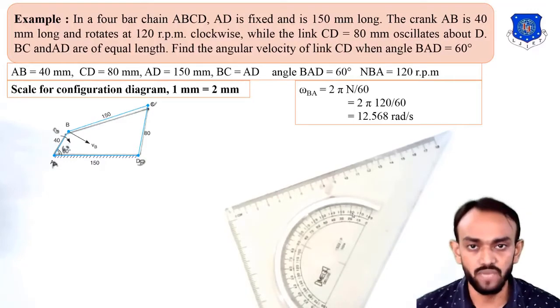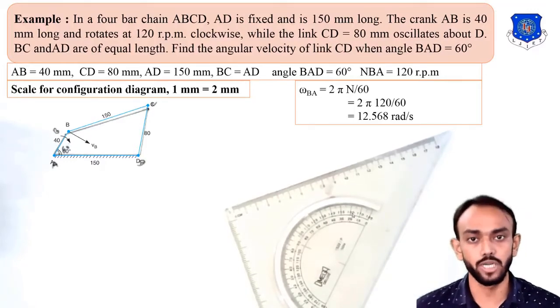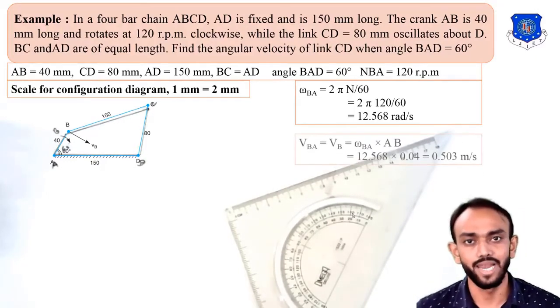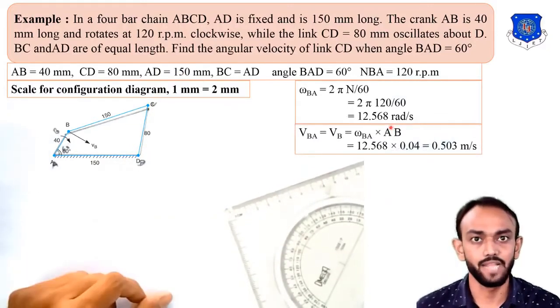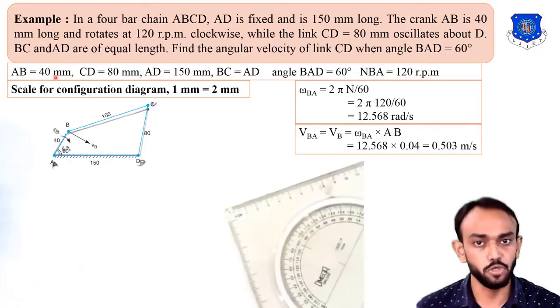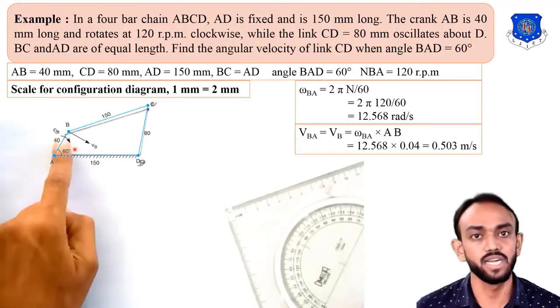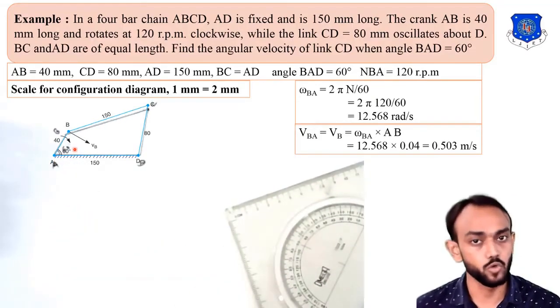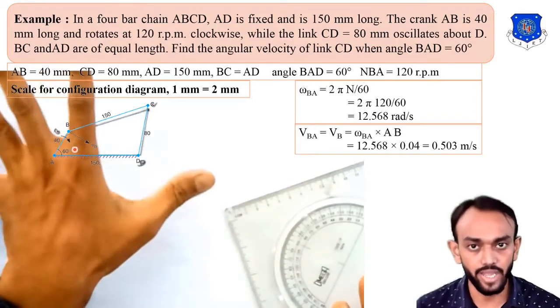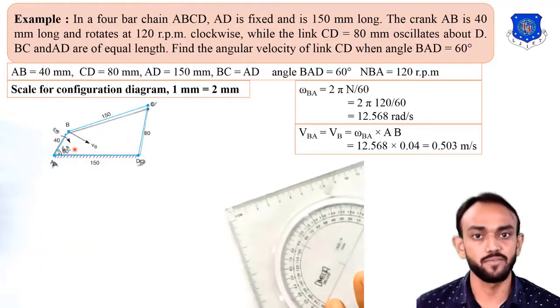The linear velocity of B with respect to A will be the angular velocity omega BA into the length of that AB link. But remember that the length of this AB link is 40 mm in actual dimension. We have drawn only 20 mm in our drawing. This is the scale we have taken, so don't measure in the drawing. The actual dimension is 40 mm.